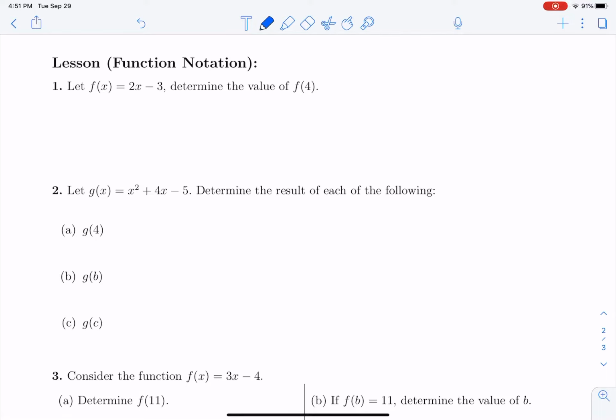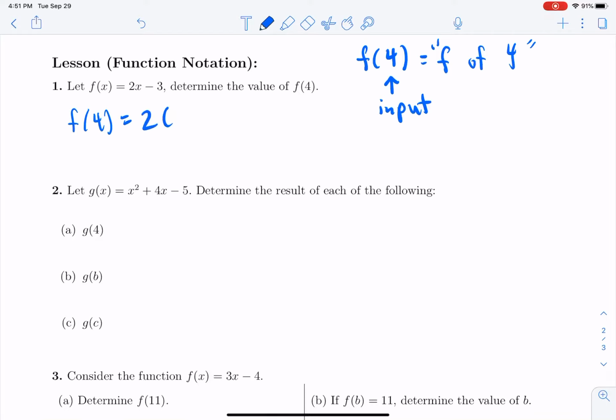So this is function notation. The way we read this is really f of 4. That's how we read it. F is my function, and my input here is 4. Okay, so if I'm asked to determine f of 4, I need to input 4 for x. So 2 times 4 minus 3, f of 4 is equal to 8 minus 3, or f of 4 equals 5.